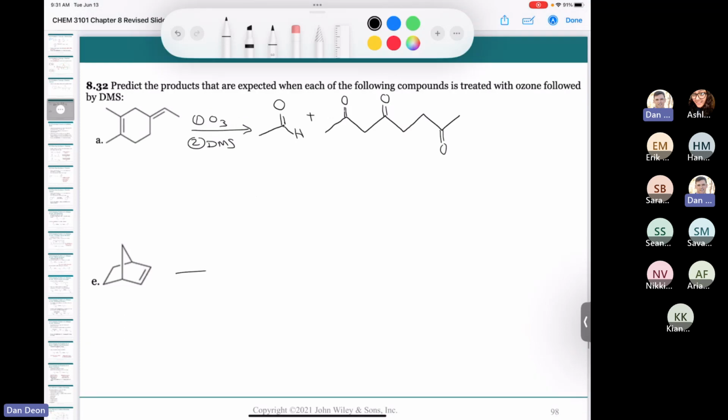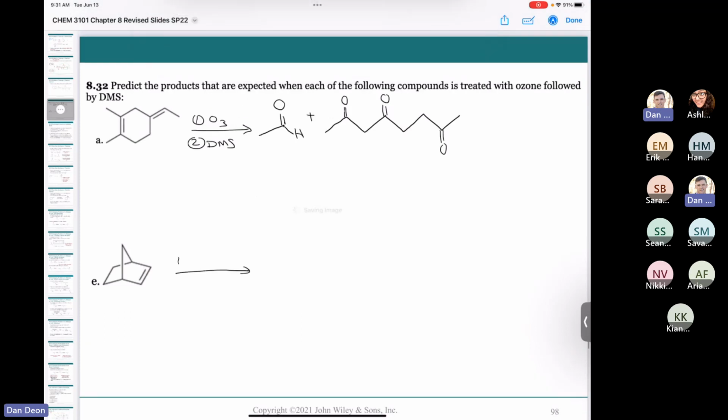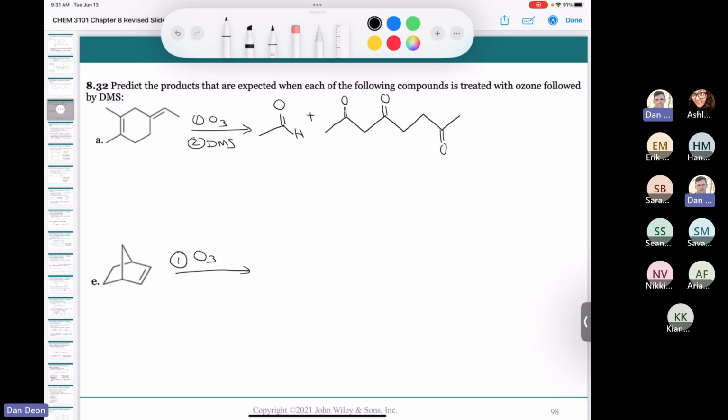We're going to treat this compound with ozone in the first step, and then DMS in the second step. And the bond that we're going to break is going to be this bond right here, right? So what we're going to end up with is a 5-membered ring. Look, 1, 2, 3, 4, 5. Okay, so we're going to draw a 5-membered ring.